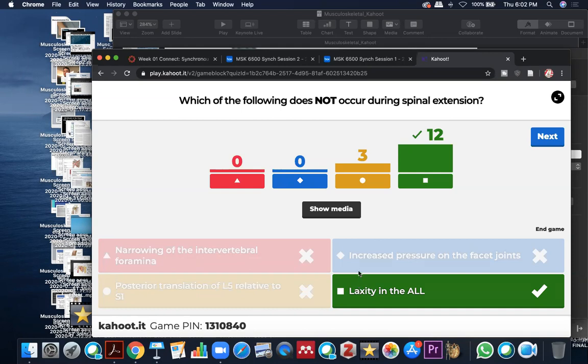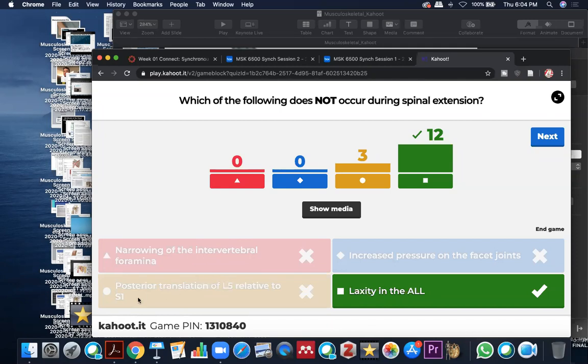But the other ones do happen during extension. So you have narrowing of the intervertebral foramina. You have increased pressure on the facet joints during downsloping. And this is literally what the downsloping is. So the posterior, it doesn't have to be at this level. It can be at any level. I just picked one. But you have posterior translation of L5 relative to S1.